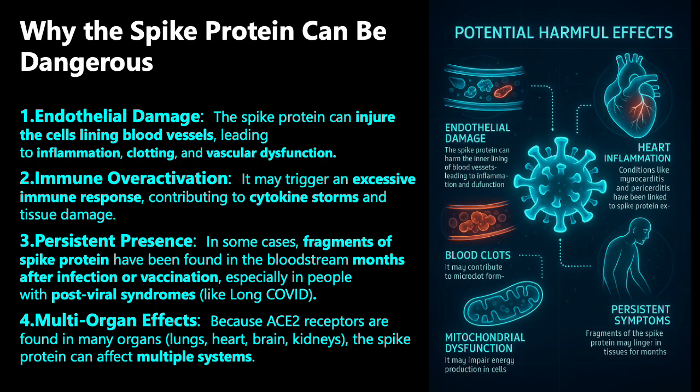While the spike protein helps the virus enter our cells, it can also cause problems. First, it can damage the cells that line our blood vessels. These are the endothelial cells. They can damage the endothelial cells. This can lead to inflammation. We can get a very severe inflammation, and we can get blood clots as well.